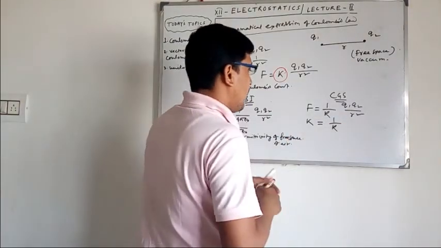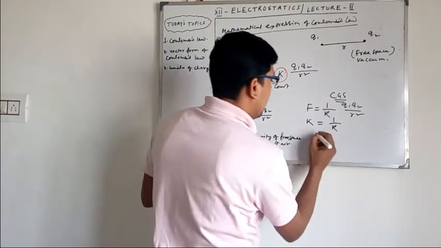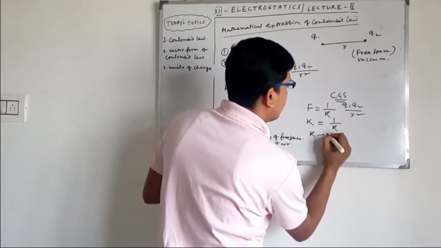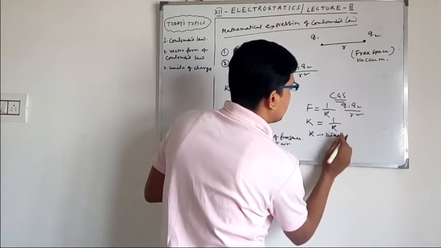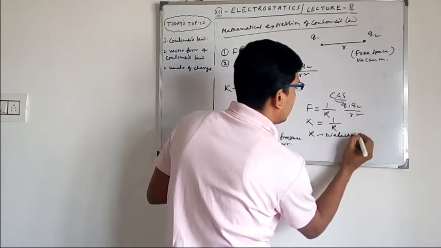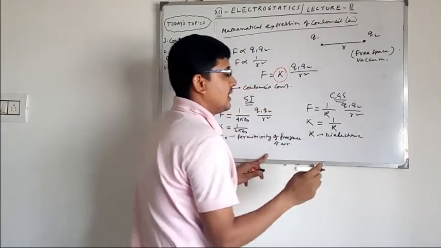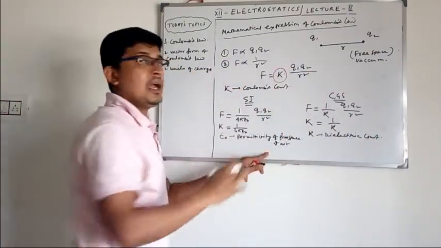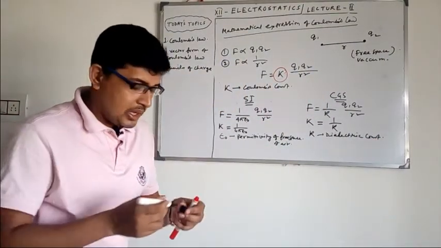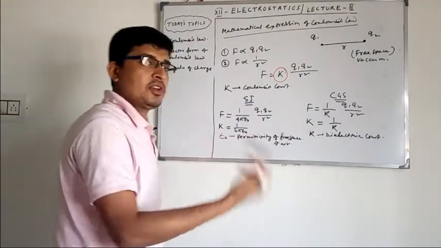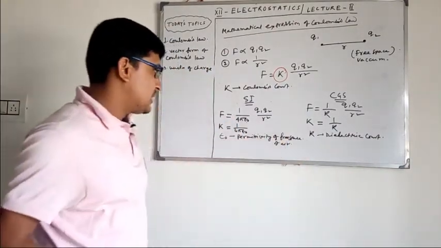In this law the small k denotes dielectric constant. This is known as the dielectric constant of the medium. तो इसके बारे में नेक्स्ट क्लास में हम लोग डिटेल से इसके बारे में चर्चा करेंगे.